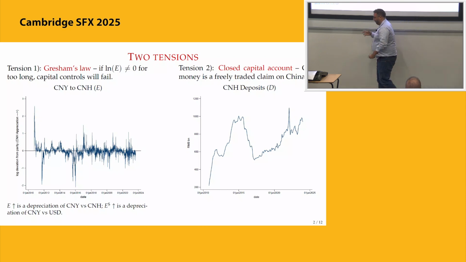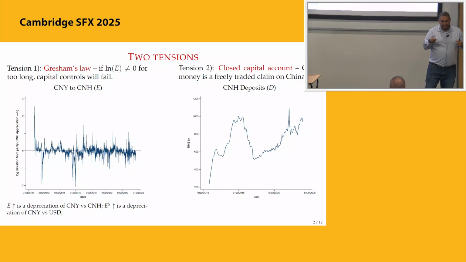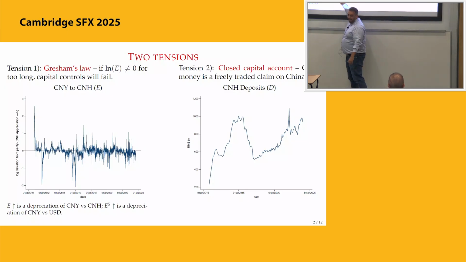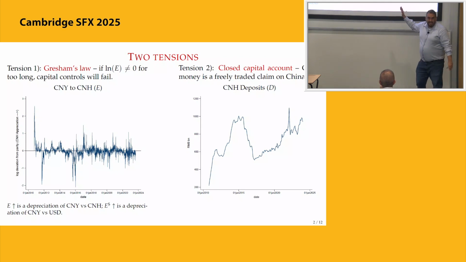The second tension is that CNH is a claim on China. If I allow foreigners to accumulate that claim, I lose control of my capital account. They can just buy as much as they want. That's a claim on me. Suddenly my closed capital account breaks down. So they have to control the supply of CNH. What I'm showing you on the right-hand side is CNH deposits in Hong Kong, and actually there are quite large swings in the value of CNH outstanding. That's them trying to control the supply. So they have to hit both the price and the quantity at the same time, and that poses policy challenges. So how do they maintain these two things?